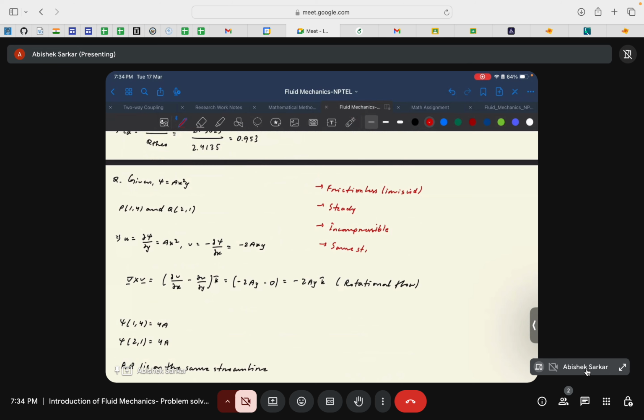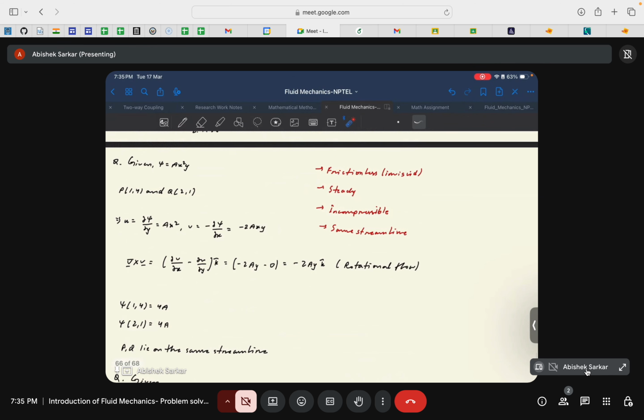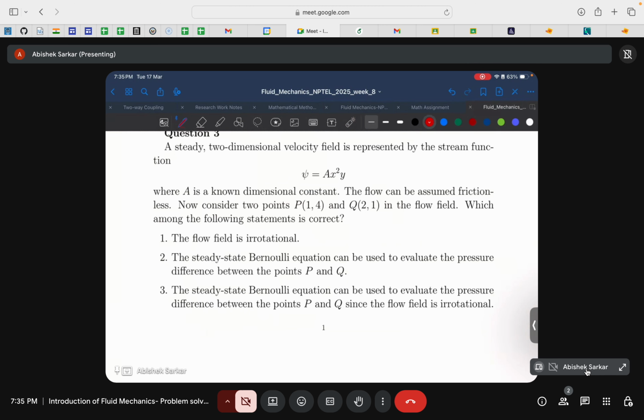Then we can easily apply Bernoulli's equation to find the pressure difference between the 2 points P and Q because all the 4 conditions are satisfied. But what we cannot do is apply Bernoulli's equation at points P and Q if P and Q were not on the same streamline, because the flow field is rotational. So that's what we need to remember. So this is the answer. The correct answer would be option B, that the steady state Bernoulli equation can be applied to evaluate the pressure difference between the points P and Q because they lie on the same streamline.